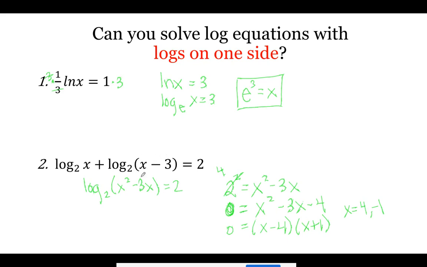If it's negative 1, though, that makes this argument negative, because the argument has to be greater than 0. So that doesn't work. So your answer is that x equals 4. So that's solving with logs on both sides, and solving with logs on one side.